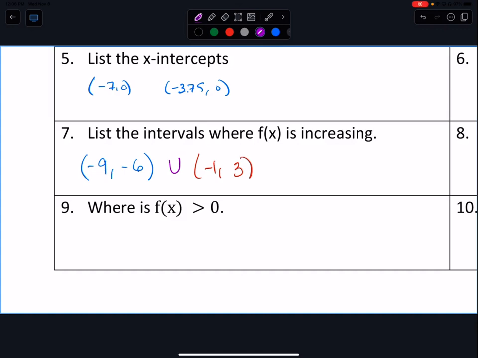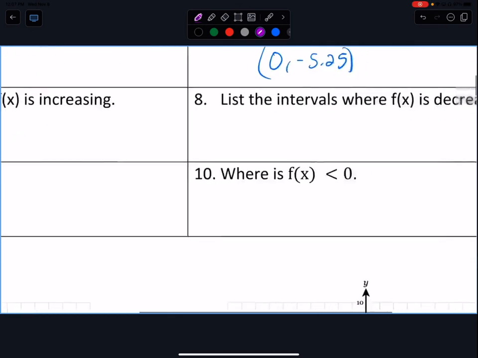Cool? Did I talk about the y values at all? Where it's increasing? Never again. Only for the range and the y-intercept. I mentioned the y values. Everything else, always about the x. All right? Well, where is it decreasing?